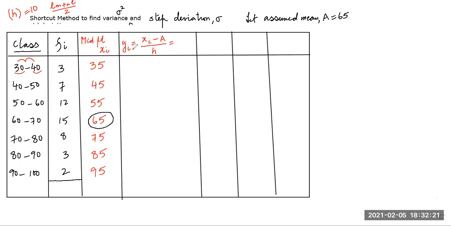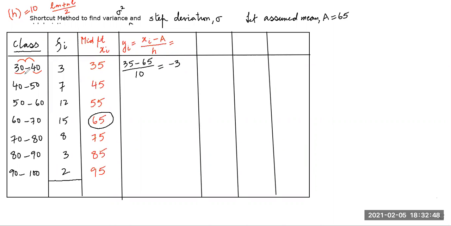So now what will be yi? Yi will be, in this case, xi, which is 35, minus the assumed mean 65, divided by h. What is h, students? Anyone? 10. That is 10. So that will be equal to 35 minus 65, which is minus 30, by 10. So it will be minus 3, right?